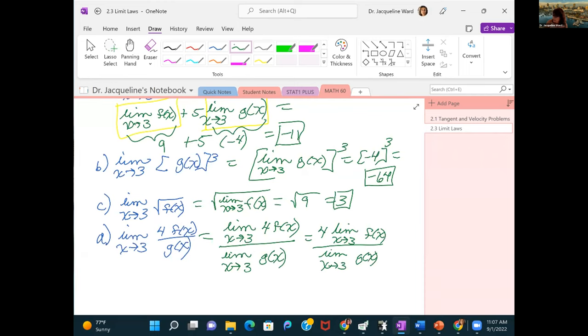And then I can make use of the values. So I have 4 times 9 over -4. So that gives me -9.